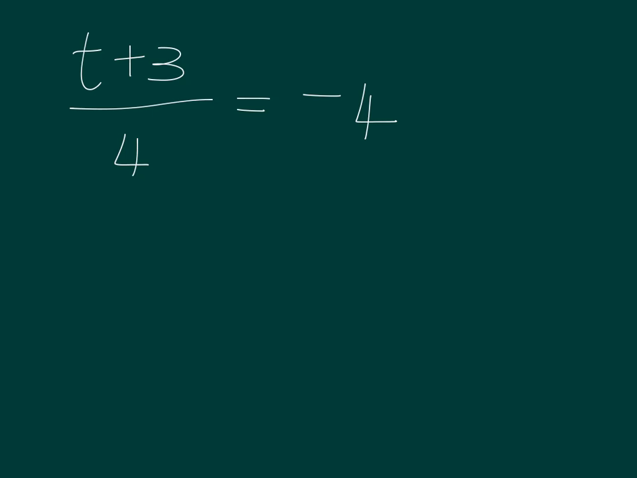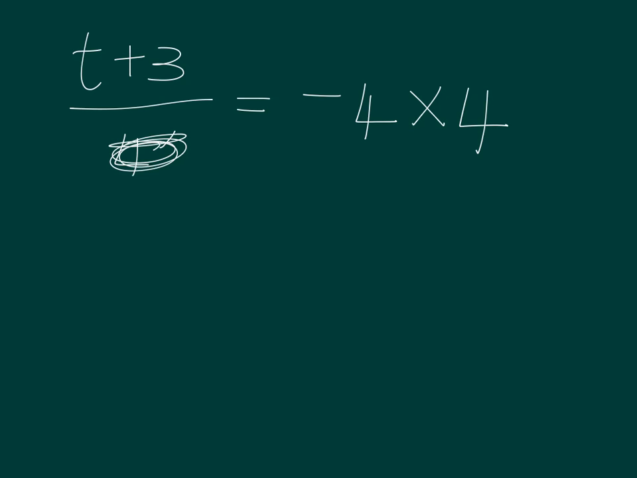dividing by 4, okay? So if this is divided by 4, in order to get rid of it, we have to times by 4. Divided by 4 times by 4 gets rid of that, but we have to put times by 4 on this side. All right, so now we've got rid of that. So now we've got T plus 3 is equal to negative 4 times 4.